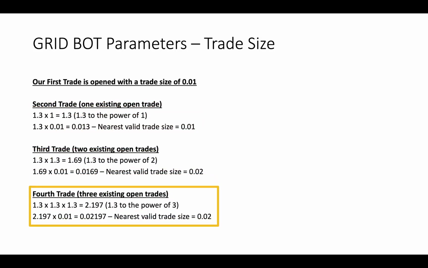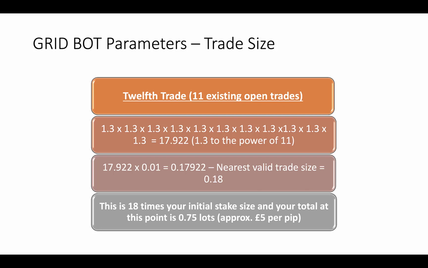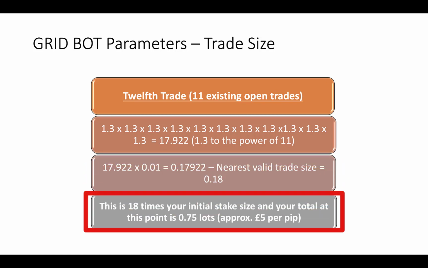And as you can see, by the time it works out the nearest valid trade size, these are also the same size at 0.02. It carries on working out the maths in the same way right up until you've got your 12th open trade. So let's have a look at that one. With our 12th trade, when we've got 11 existing open trades, we've got 1.3 to the power of 11, which gives us 17.922. That's then multiplied by our initial trade quantity, and then rounded to the nearest valid trade size. So that gives us a trade size at this point of 0.18.